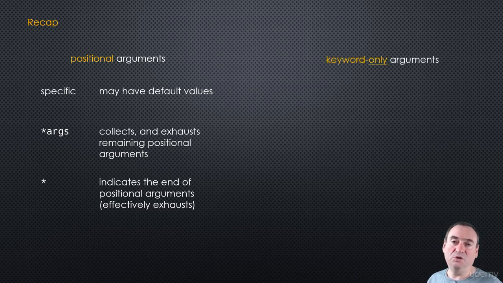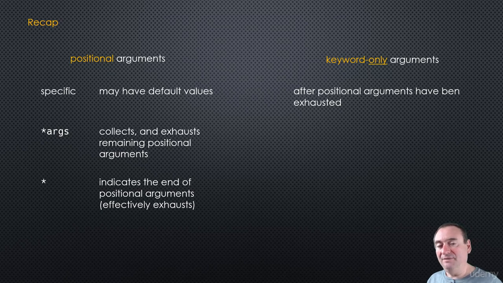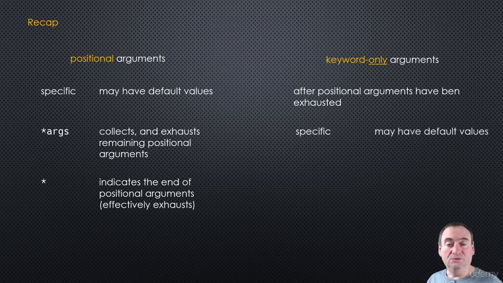Then we also have keyword-only arguments. These are arguments that must be passed as a key-value pair. So with positional arguments, the user may pass them as key-value pairs. But for keyword-only arguments, the user must pass the argument as a key-value pair. And they have to be positioned after the positional arguments have been exhausted, when we define the function. They can have specific names, right? And they may or may not have default values.